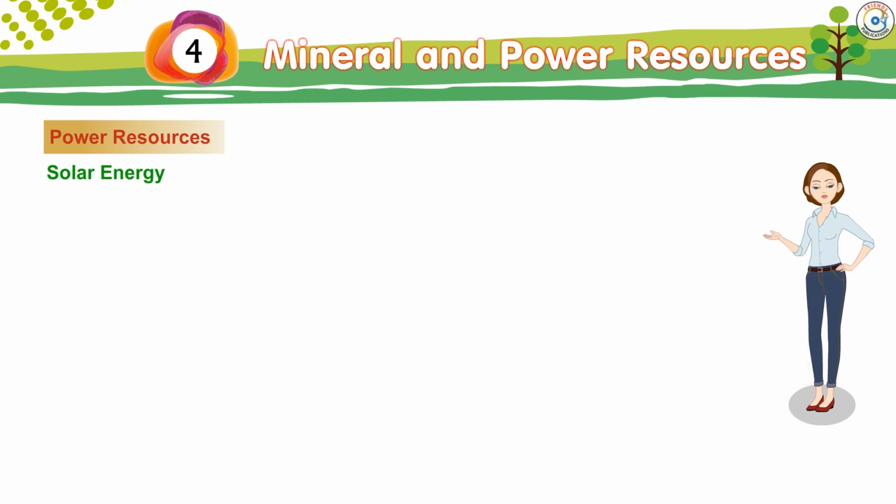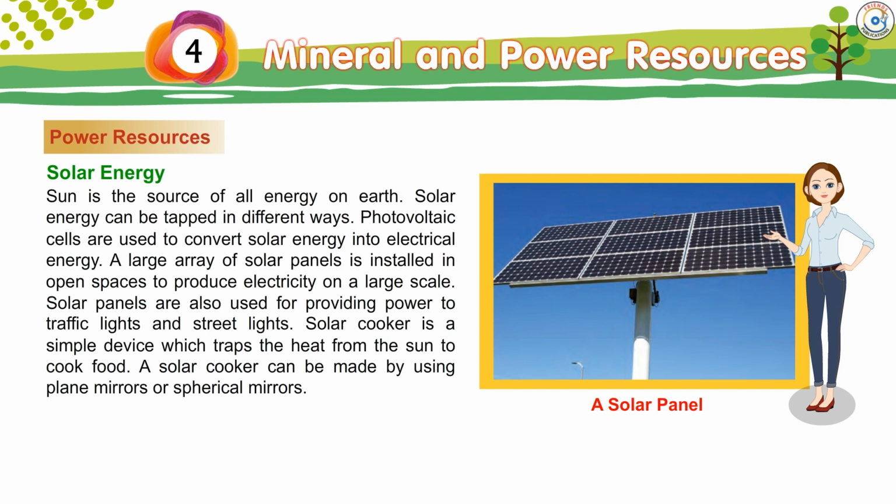Solar energy. Sun is the source of all energy on Earth. Solar energy can be tapped in different ways. Photovoltaic cells are used to convert solar energy into electrical energy. A large array of solar panels is installed in open spaces to produce electricity on a large scale. Solar panels are also used for providing power to traffic lights and street lights.